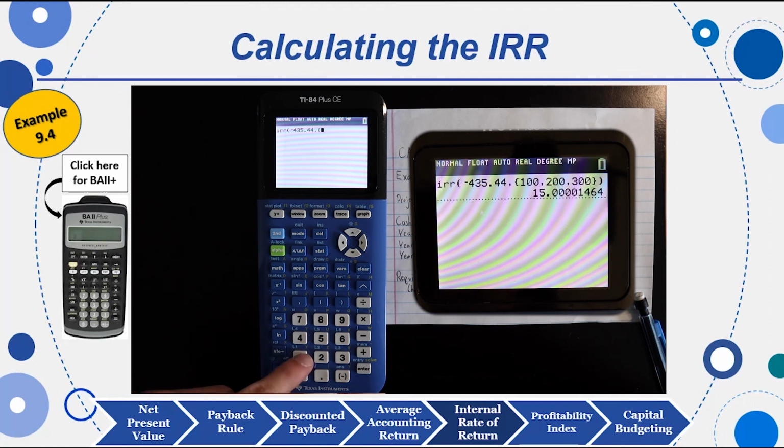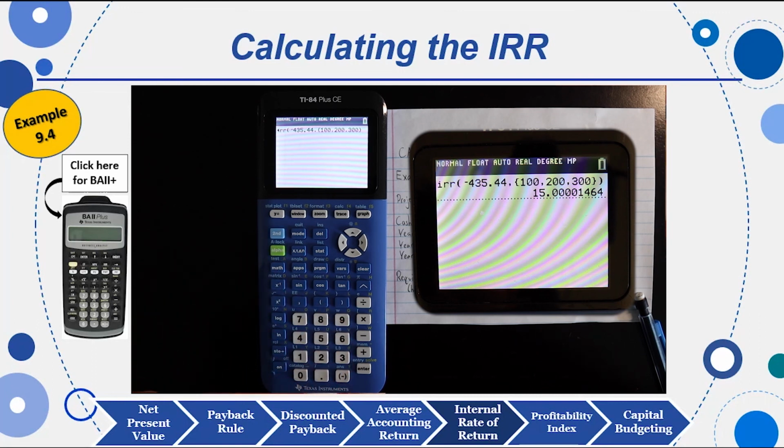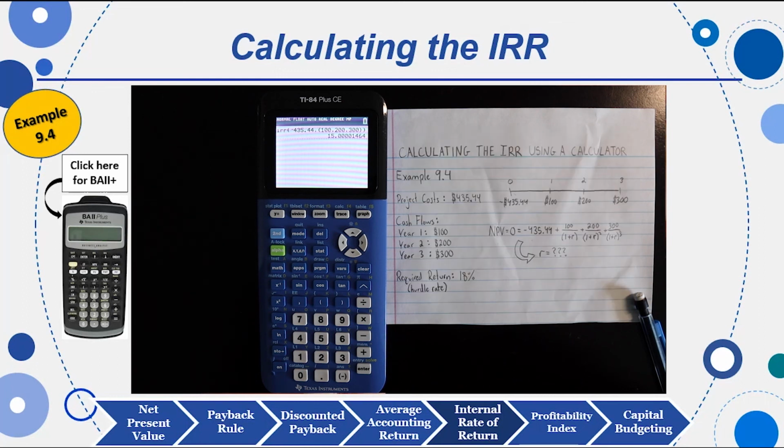So our year 1 value is 100, comma, 200, comma, 300. End bracket and right parentheses. That closes up the formula and makes sure that it calculates once you hit enter. Now all you have to do is hit enter, and you should get your value to be 15.00001464. And that is how you calculate the internal rate of return on a TI-84 graphing calculator.